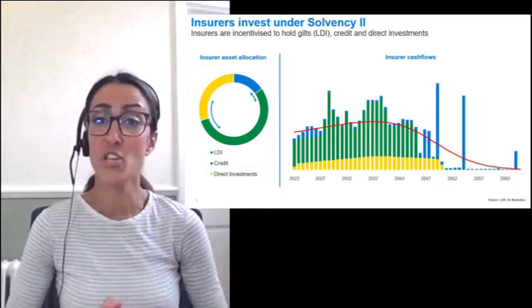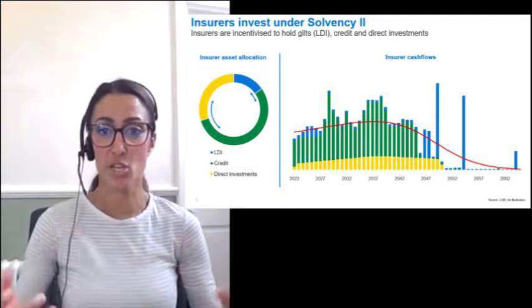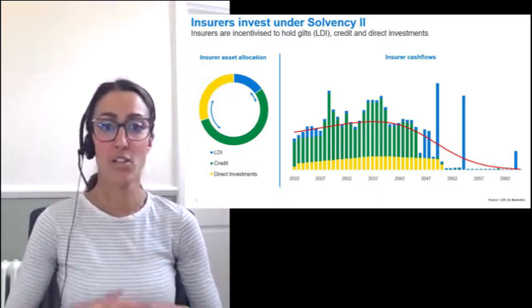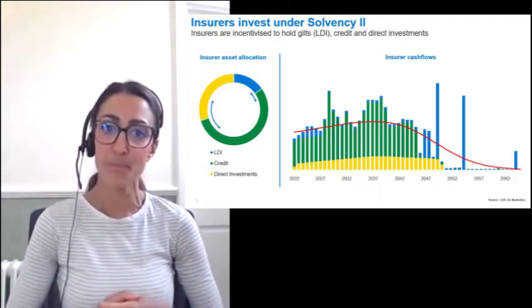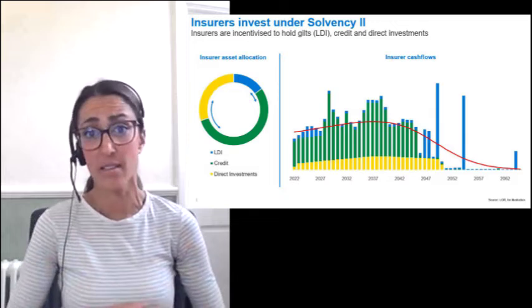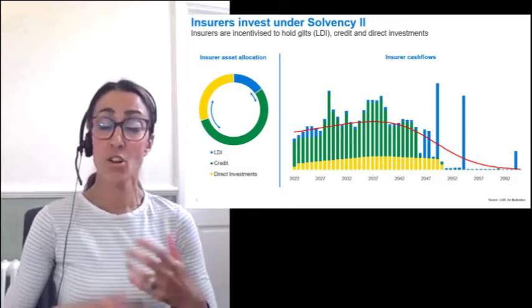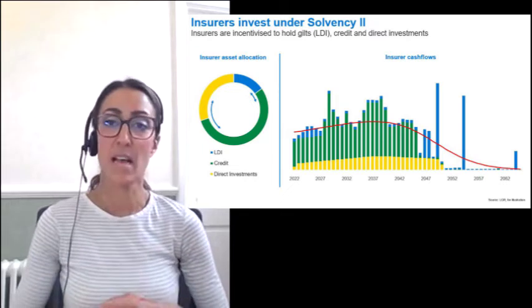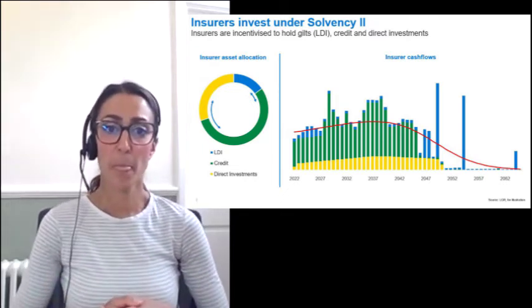So given the long-term nature of the liabilities, these pension promises, we need to hold assets that as closely as possible match the cash flow profiles that we need to pay out. And this really incentivizes us to invest in things like gilts, credit, and then high quality or liquid investments, which we call direct investments, and to meet these pension promises.